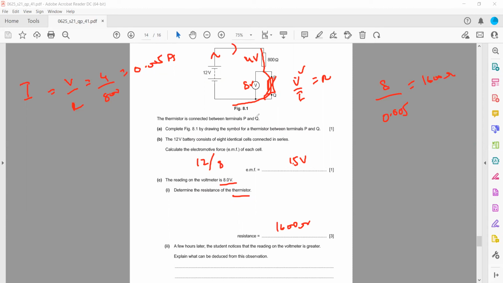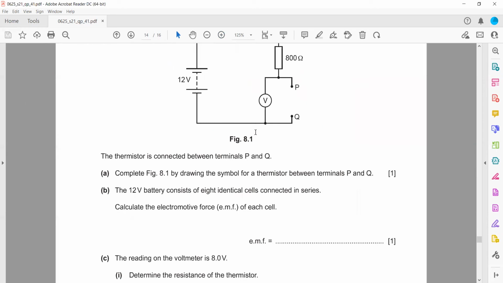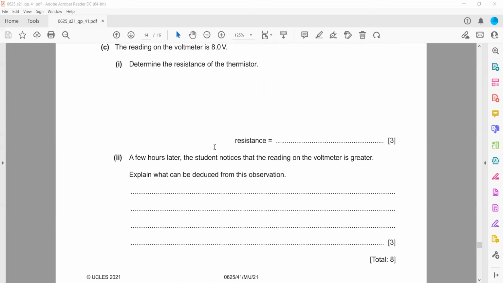And after a few hours, the student noticed that the reading of the voltmeter is greater. So if the reading on the voltmeter increases, it means the resistance here increases. How does a thermistor's resistance increase? Temperature and resistance are inversely proportional for a thermistor. If its resistance increases, it means the temperature has decreased. So here the temperature decreases. That's why the resistance of the thermistor increases, so the reading of the voltmeter also increases.